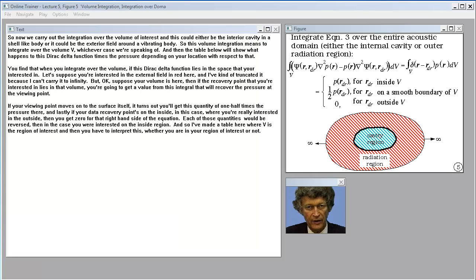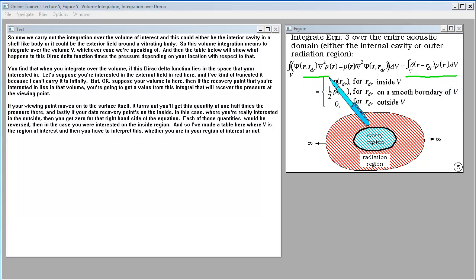So now we carry out the integration over the volume of interest. This could either be the interior cavity in a shell-like body, or it could be the exterior field around a vibrating body. So this volume integration means to integrate over the volume V, whichever case we're speaking of. And then the table below will show what happens to this Dirac delta function times the pressure depending on your location with respect to that.